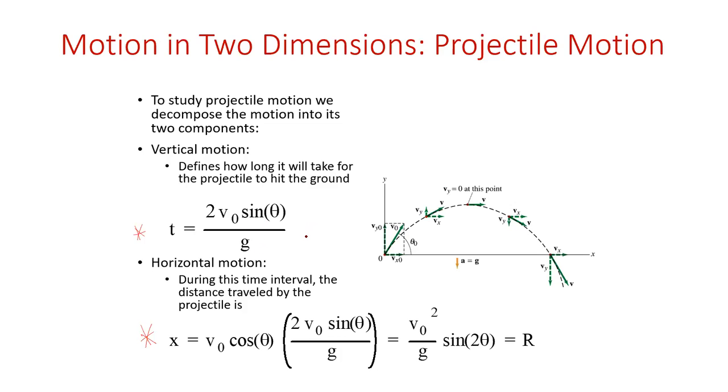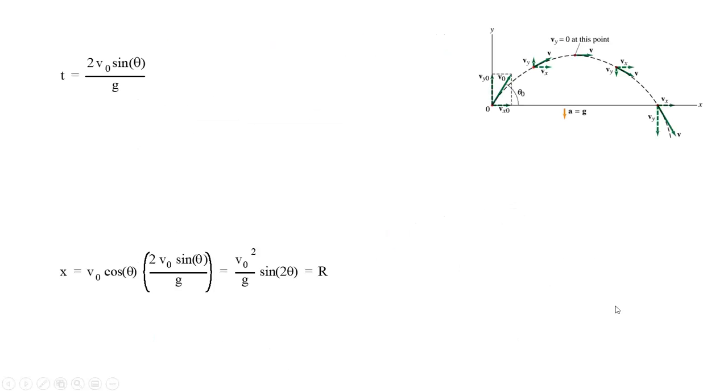If you're scared of math, just skip the next slide. But if you're curious, let me show you how to get this one. This is the time to go from here to here. It has 2 v naught sine theta over g. To get the time, it's easy to use this equation.